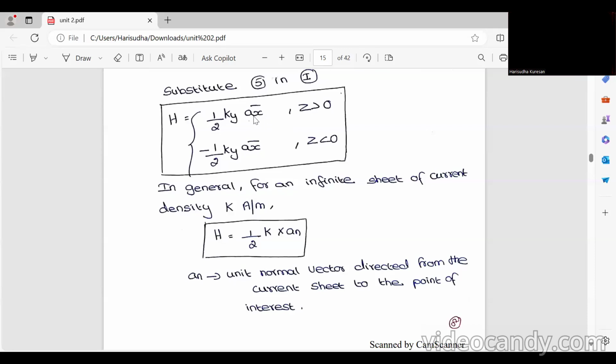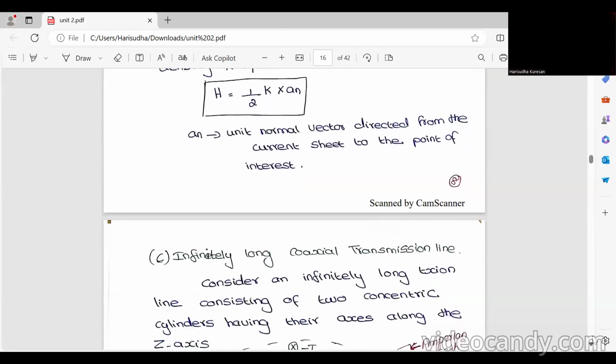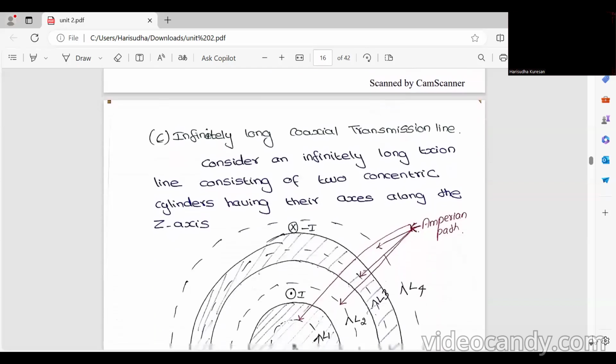So rather than having a specific axis, that is the x-axis, ax unit vector, generally we can write for an infinite sheet of current, with current density K having the unit ampere per meter, the magnetic field intensity H equal to 1 by 2 K cross AN unit vector, where AN represents the normal unit vector directed from the current sheet to the point of interest. The next application we'll see in the next session.